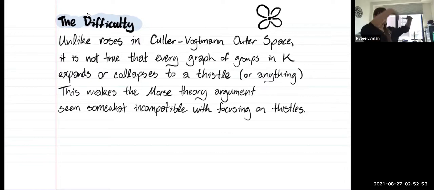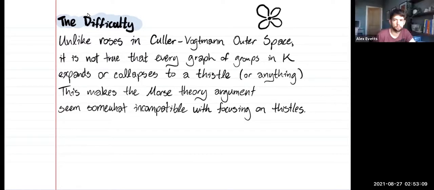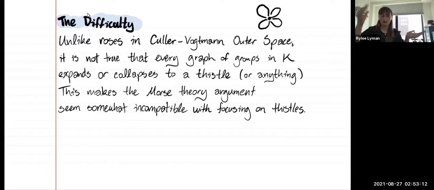You can think of defining a poset of graphs based on the number of vertices. The relations of my poset would be collapsing onto each other or expanding, what amounts to reversing the order. Roses are minimal in that poset, and that's very helpful in Culler-Vogtmann outer space. But it's just not true that thistles are minimal, nor is it true that everything either collapses or expands to a thistle.